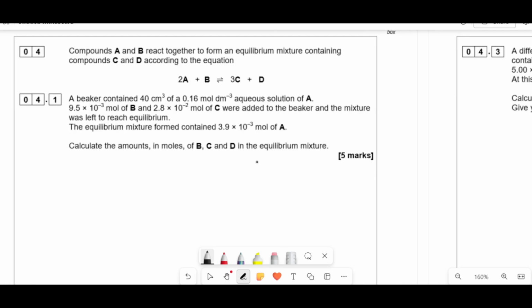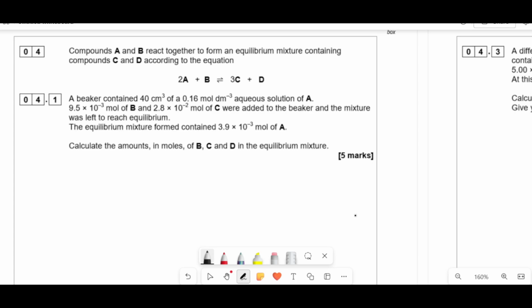There you go. So compounds A and B react together to form an equilibrium mixture containing C and D. A beaker contains 40 cm³ of 0.16 mol per dm³ aqueous solution A, 9.5 × 10⁻³ moles of B, and 2.8 × 10⁻² moles of C were added to this beaker, and the mixture was left to reach equilibrium. The equilibrium mixture had this much A. Calculate the amount of B, C, and D in this equilibrium mixture.